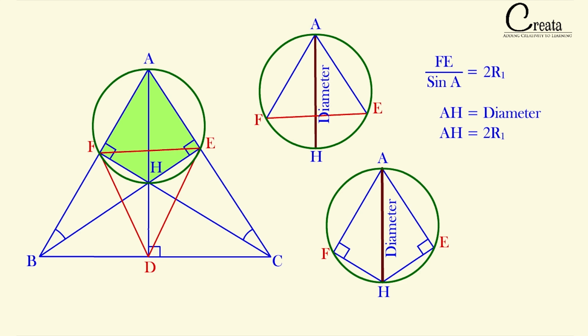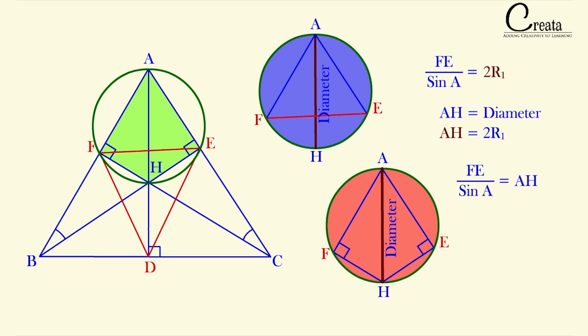Slightly tricky fundamental, we are comparing the circumcircle of the triangle AFE with the circle of the cyclic quadrilateral AFHE. Both the circles are same, so we can say the diameter of the cyclic quadrilateral is same as the diameter of the circumcircle, and the diameter of the circumcircle is twice the circumradius. Okay, diameter is twice the radius, so we got AH is equal to 2 times R1. So let's replace 2R1 in the first equation with AH. We got FE is equal to AH into sin A.